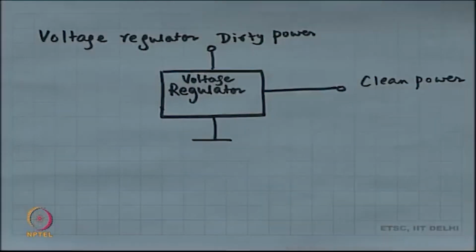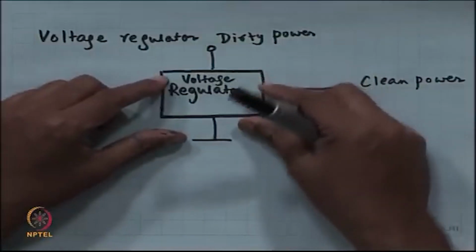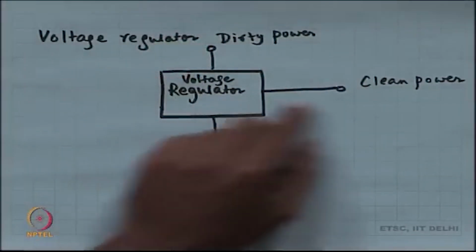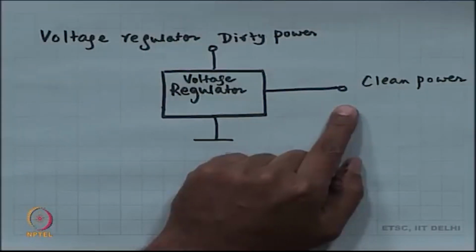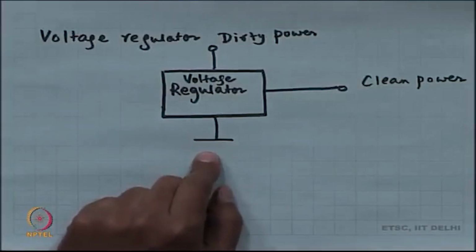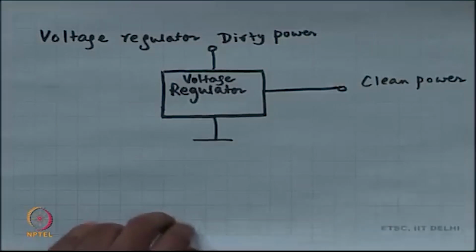All right, so far so good. I need to make a 3 terminal circuit such that it takes a dirty power supply and converts it into a clean power supply with respect to ground, assuming ground is fixed. This is the problem at hand. How do we do such a thing?